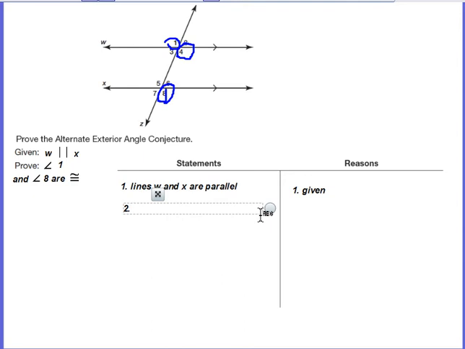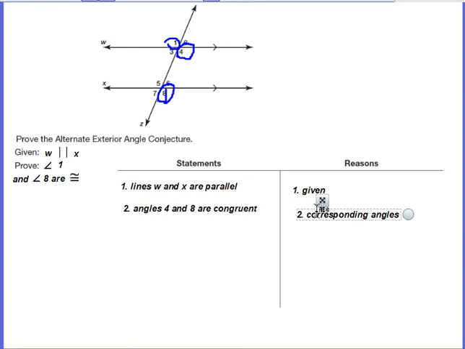And let me write this correctly. Angles 4 and 8 are congruent. And how do I know that? Simple, because since the lines are parallel, because I was given, that was our clue, corresponding angles are congruent.